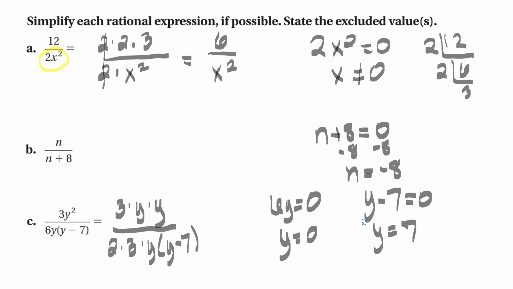So I can cancel out the 3, and I can cancel out the y. And so what's left here is just a y in the numerator. And in my denominator, I have 2 times y minus 7.